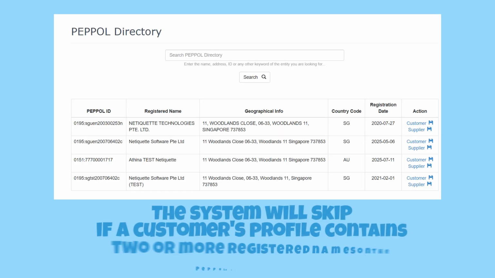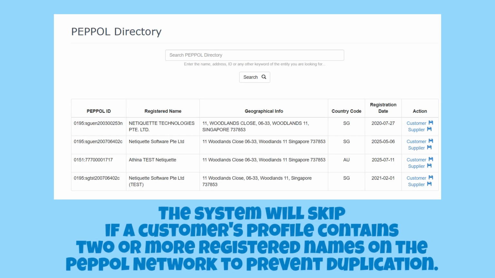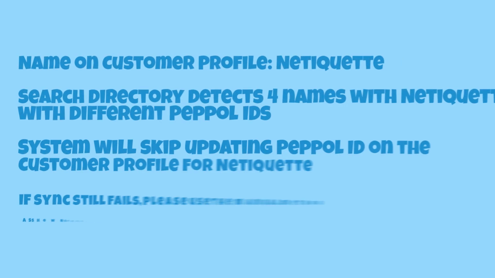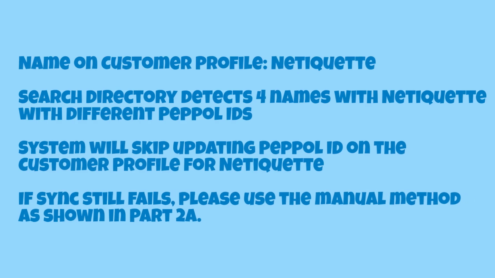Important note, the system will skip if a customer's profile contains 2 or more registered names on the Peppol network to prevent duplication. Example, name on customer profile: Netiquette. Search directory detects 4 names with Netiquette with different Peppol IDs. System will skip updating Peppol ID on the customer profile for Netiquette. If sync still fails, please use the manual method as shown in Part 2A.